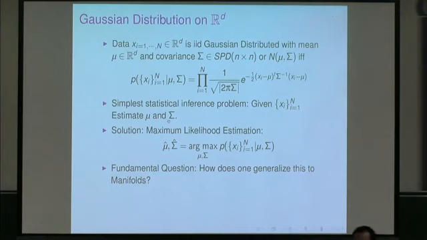One simple way of doing that is maximum likelihood, where you maximize the likelihood function with respect to mu and sigma. That captures the centrality of your data and how the data is spread out, which is captured in the covariance matrix. That's a symmetric positive definite matrix, and everyone is very familiar with this. Now the question is, how does this generalize to manifolds? What happens if your data lives on manifolds, and how can we do this kind of estimation?